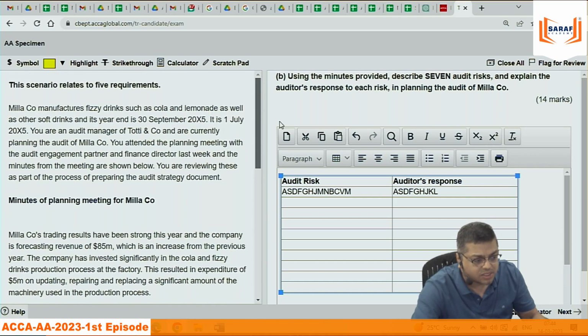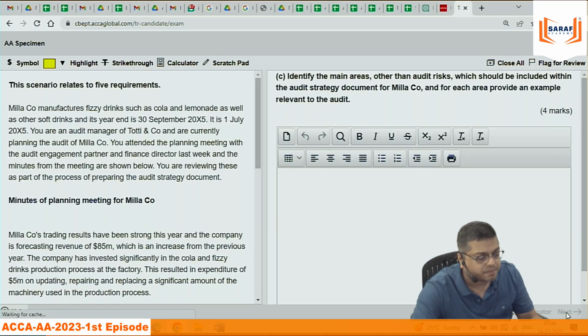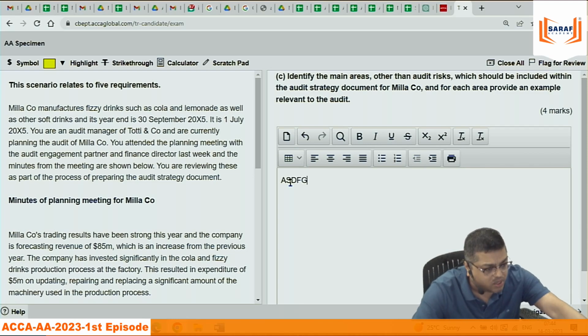On the basis of the scenario, 5 marks, then 14 marks. Then comes, on the basis of the same scenario, a 4 marks question. So 14 plus 5, 19 plus 4, 23. This is again theory, C, A, B, C. This is again you need to type.